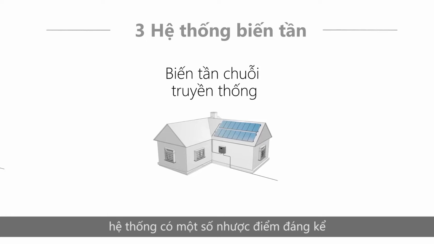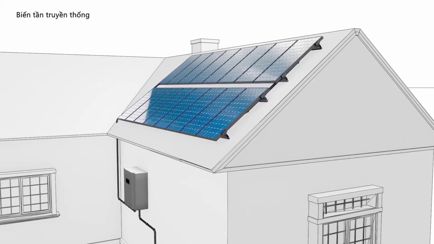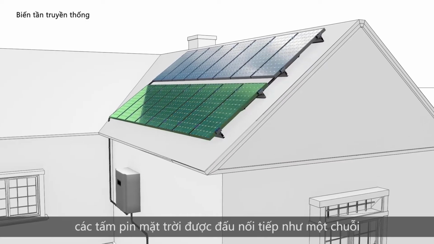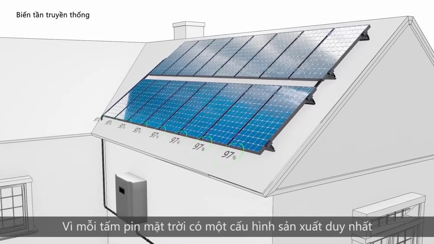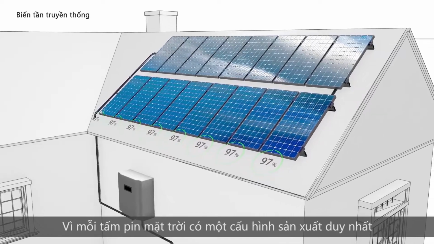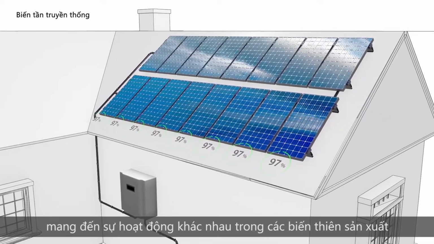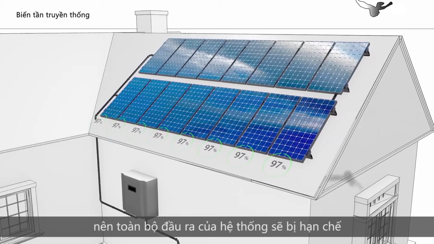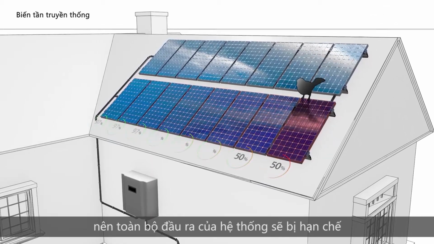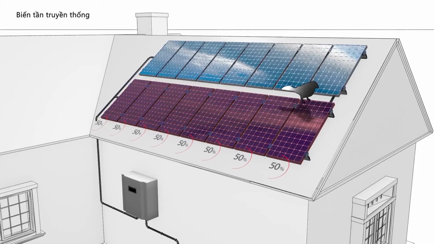The traditional string inverter topology, which is still used in the vast majority of all installations, has a number of significant drawbacks. In traditional systems, panels are wired in a series as a string. Since each panel has a unique power production profile, which is a function of differences in manufacturing variances, installation parameters, and shading patterns, the entire system's output is limited.